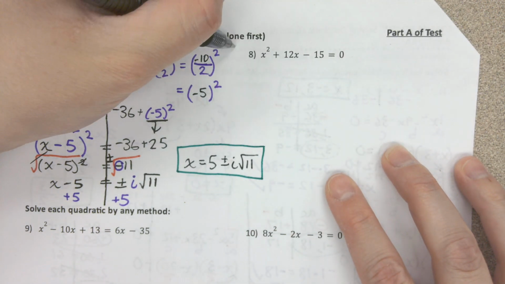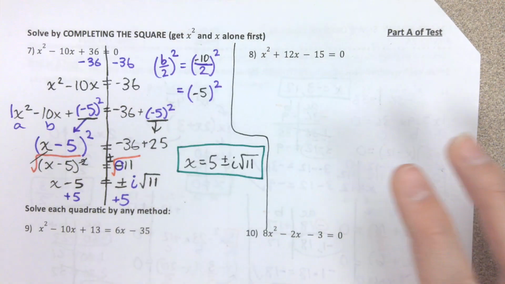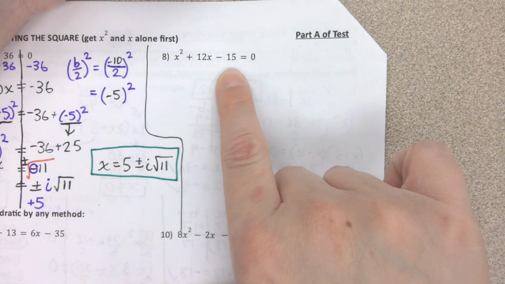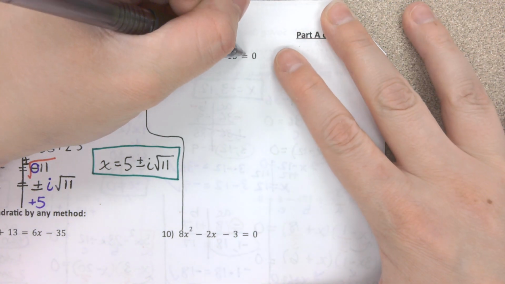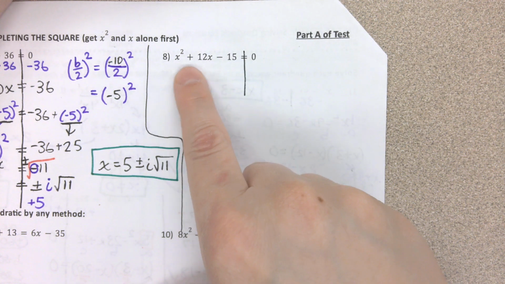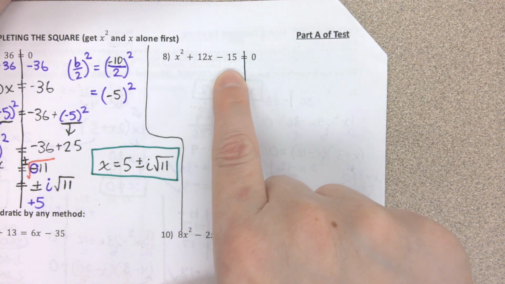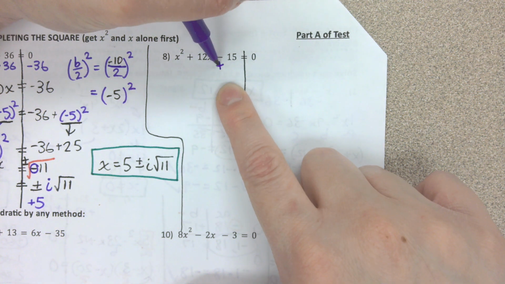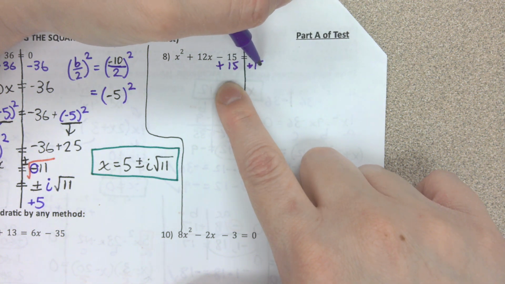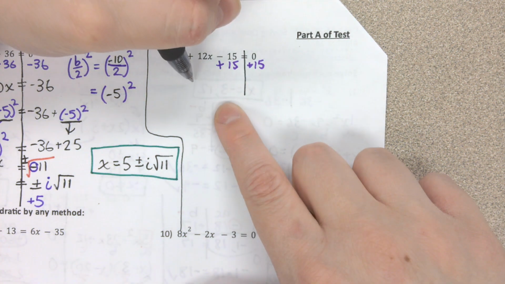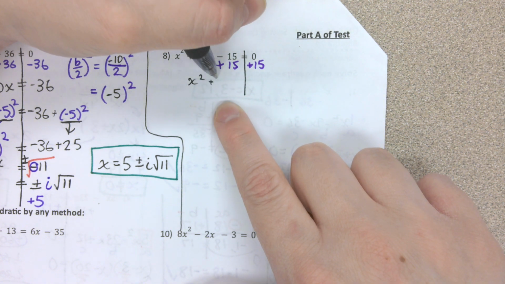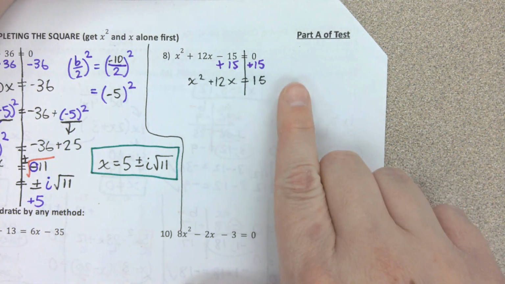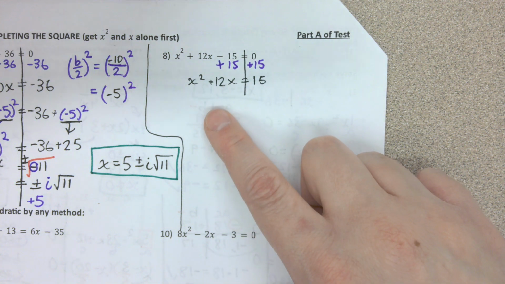Let's do that again. Number 8, x squared plus 12x minus 15 equals 0. Once again, we want only x's over here, so this plain number needs to move to the right side. That's a minus 15. I will plus 15 on both sides. X squared plus 12x equals positive 15. This is now ready for the completing the square step.